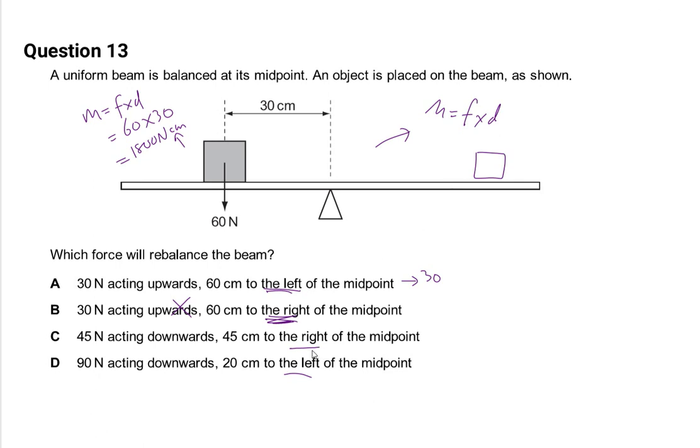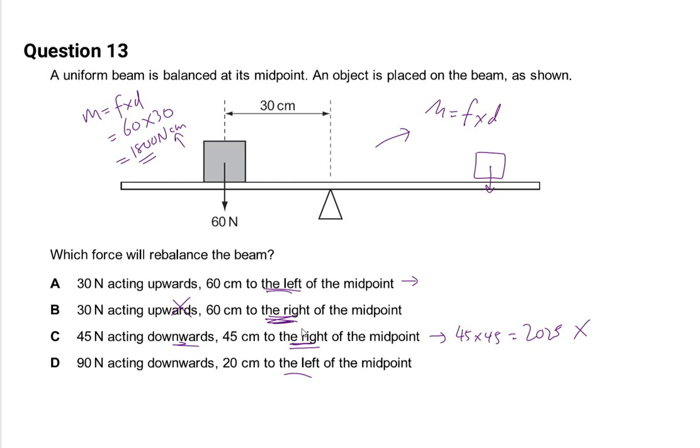Okay, by logic again. Let's take a look to the right and downwards. What would be the moment of this one? We get rid of this. This moment would be 45 multiplied by 45, and this is 225. Okay, it can't be this one because the answer must be 1800.